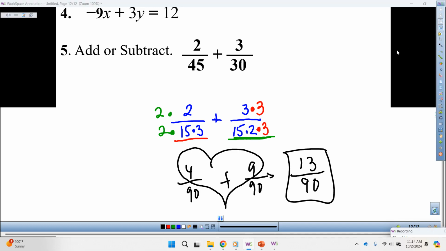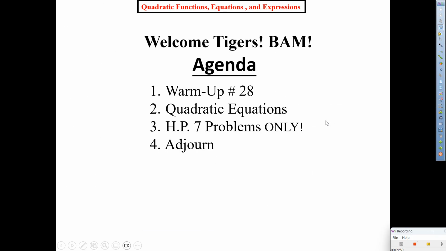All right, send that in. Copy the agenda, please. Warm-up number 28, quadratic equations. And your homework for tonight, 7 problems.